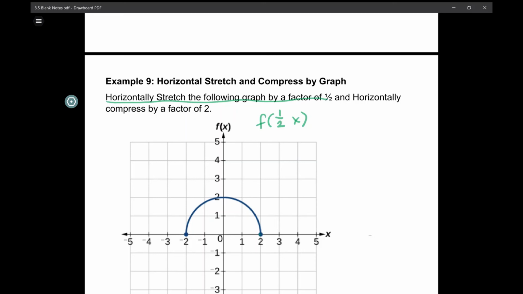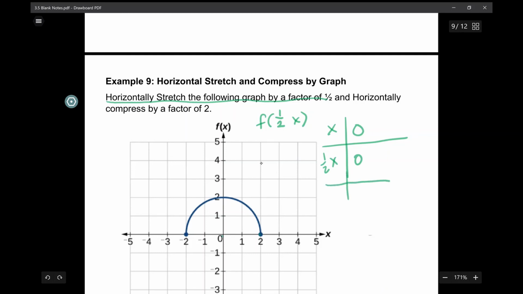Let's start at x equal to 0. If we plug in and try and graph f of 1/2 x, if we plug in x equal to 0 into this function, we get 1/2 of 0. That's still 0. And we take f of 0, we can see at 0, f of 0 is 2. So that's still a point on our new graph.